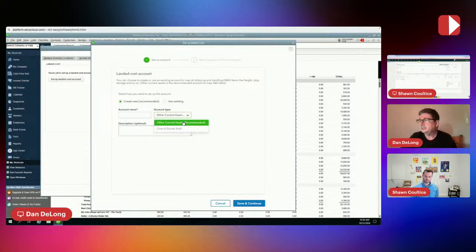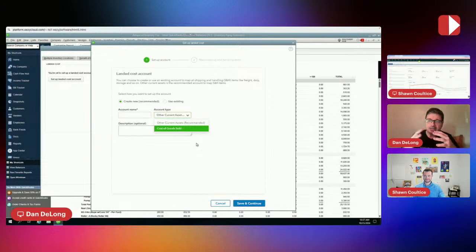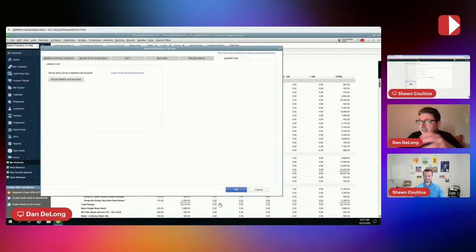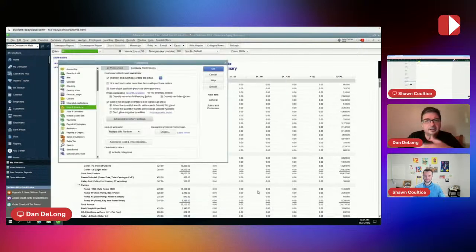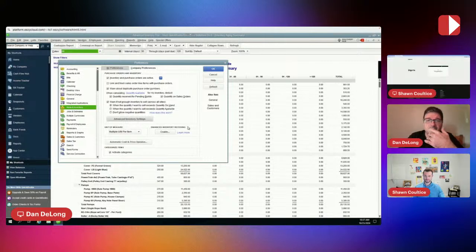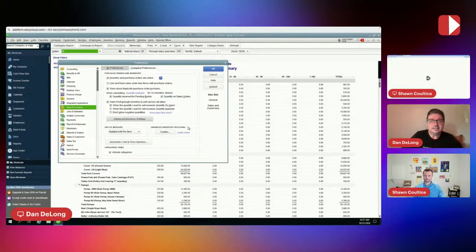And they recommend other current asset, but due to feedback, people wanted to put it in a cost of goods sold account. So this is where you have that: this is what I want to see, and this is what my accountant says I should put it in, are two different things. And then once you've specified and walked through this process, then all of the bills that are associated with that item or with that account will put that into that holding bin.